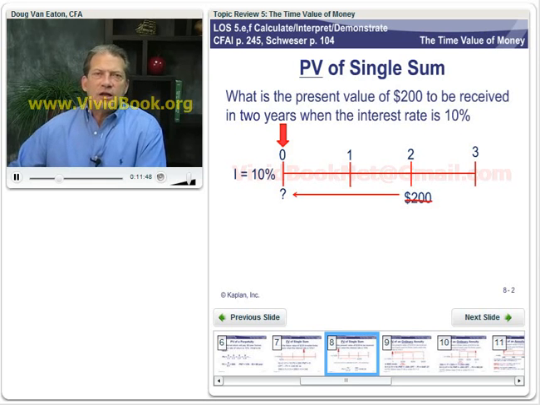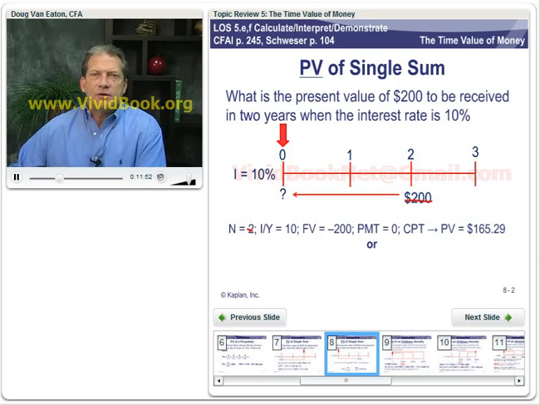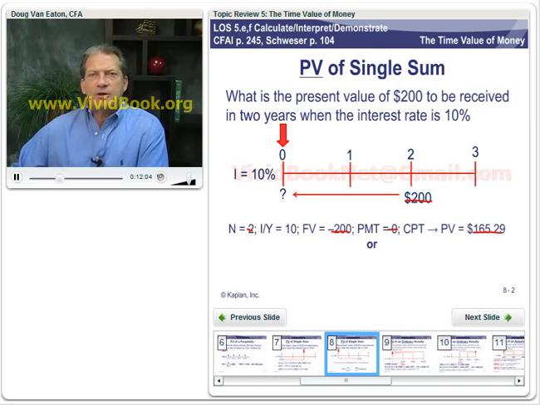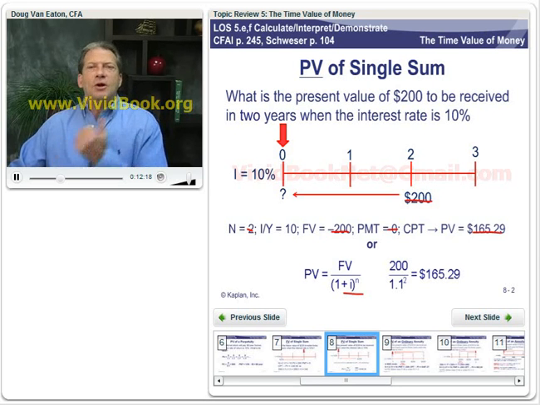So the calculations, again, there's 2 periods. We put in now the future value. There's still no payments, and calculate the present value. So if we put $165.29 into an account today that earned 10% compounded annually, we would have $200 2 years from now. And we can also show it this way, dividing by 1.1 squared, whereas we multiplied by 1.1 squared to go into the future. And we call this discounting.